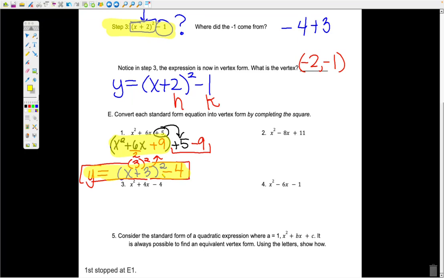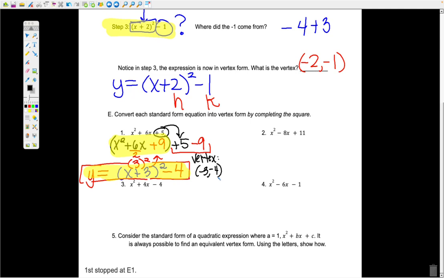Okay, I showed you the first time. It doesn't always sink in, I know. But vertex form gives me the vertex. What's the vertex for this problem? -3. The vertex is -3, -4. Try the next 2 with me, and then you do the last one on your own.